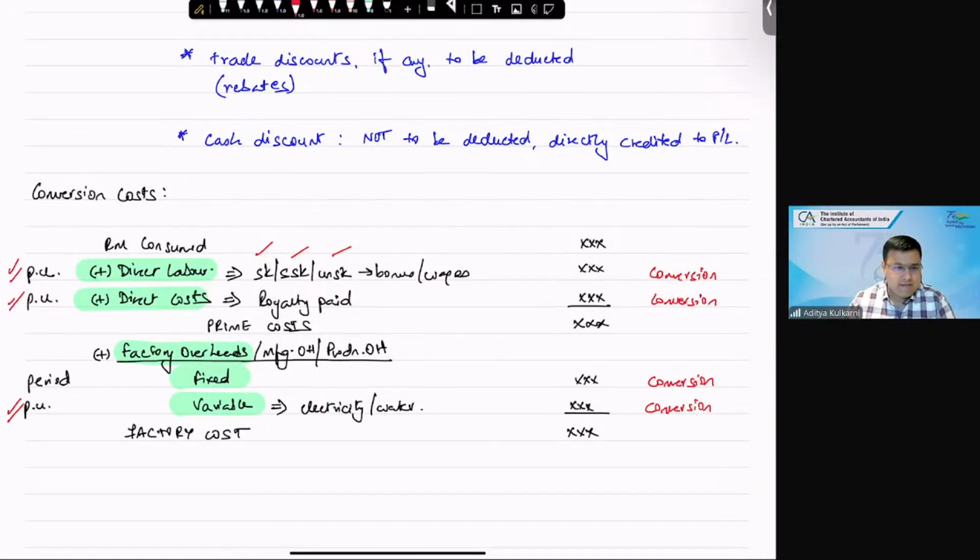Indirect labor salaries, for example. These are period costs. They are not related to your production activity directly, but they do have a bearing on the final product. And therefore, our job is to convert this period cost into a per unit cost. When I say period cost, I mean to say that the deciding factor for incurring the expense is the period.